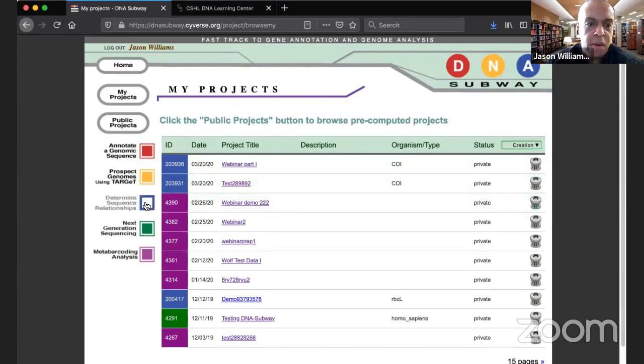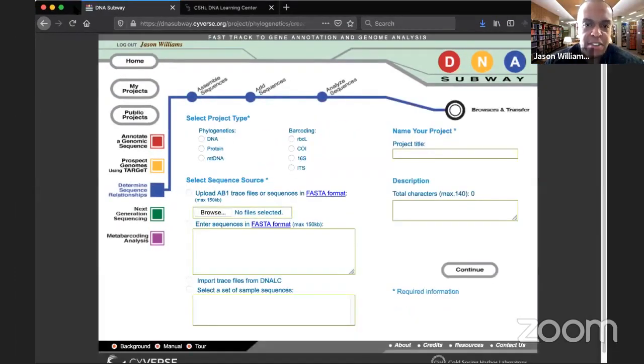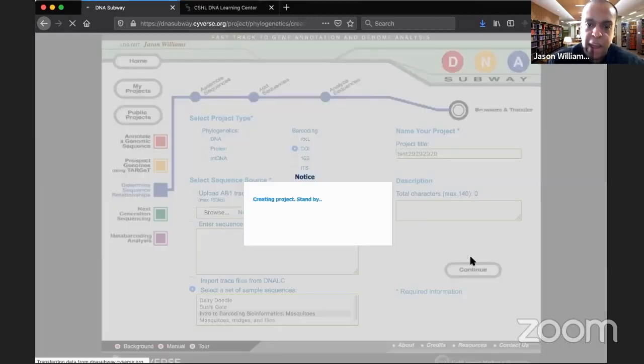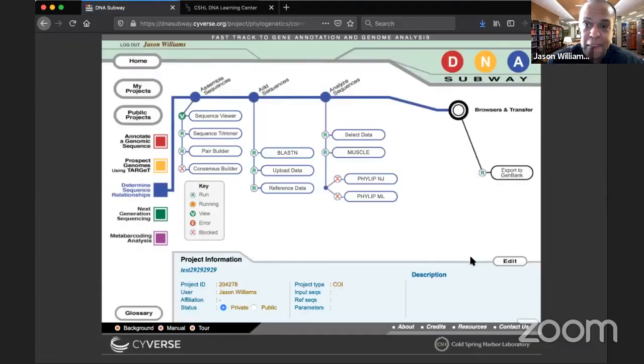But if you are starting an experiment, if you're joining us for the very first time, just to catch you up as quickly as I can, what you need to do is click on CO1 because we're using that particular gene, a particular locus. We'll talk more about that next week. And then you want to choose the data set, Intro to Barcoding Bioinformatics Mosquitoes. You can give yourself a title. This doesn't matter very much. And then click Continue. And then you'll basically be just about where I am at right now.